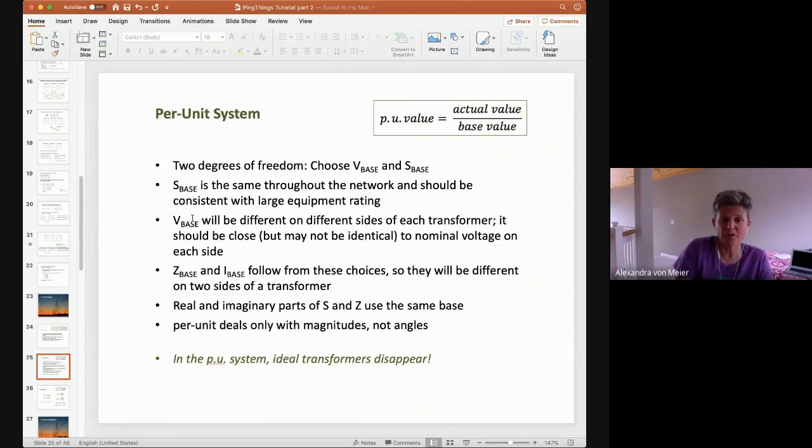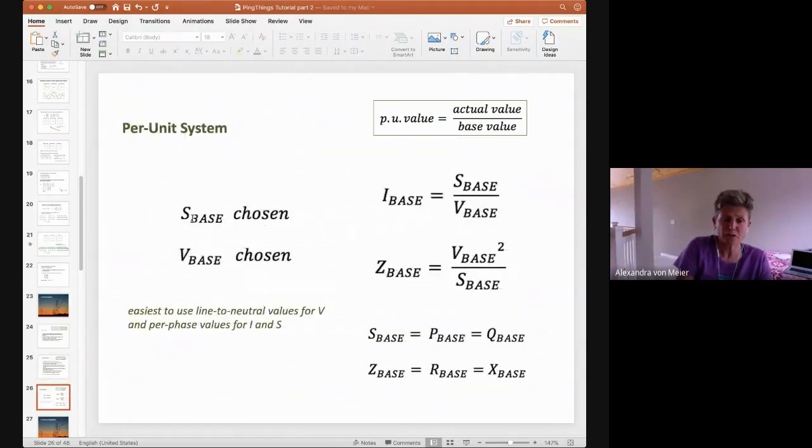Per unit doesn't change the angle; it preserves the angle of phasors. It'll scale the magnitude of your phasors. And the nice thing is that to the extent the transformers are ideal, if they don't have losses, then they just disappear in the per unit system, and it makes the analysis of large interconnected systems much easier.